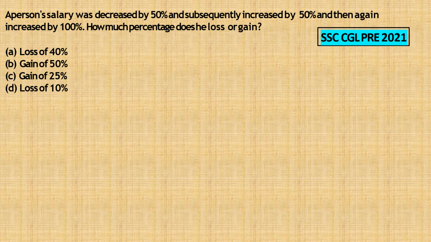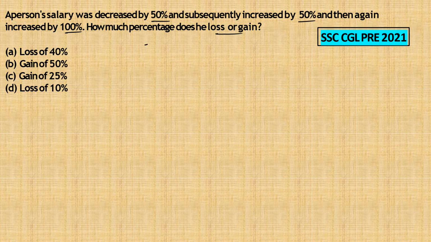A person's salary was decreased by 50% and subsequently increased by 50% and then again increased by 100%. How much percentage does he lose or gain? There are 3 times successive in his salary.